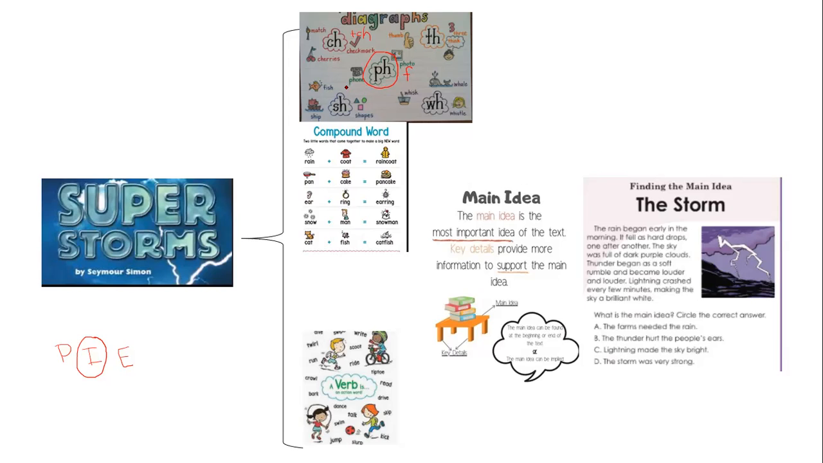SH like in fish. PH like in phone. TH like in thumb. CH like in cherries. And then TCH, which always comes at the end of a word, boys and girls, like in match.